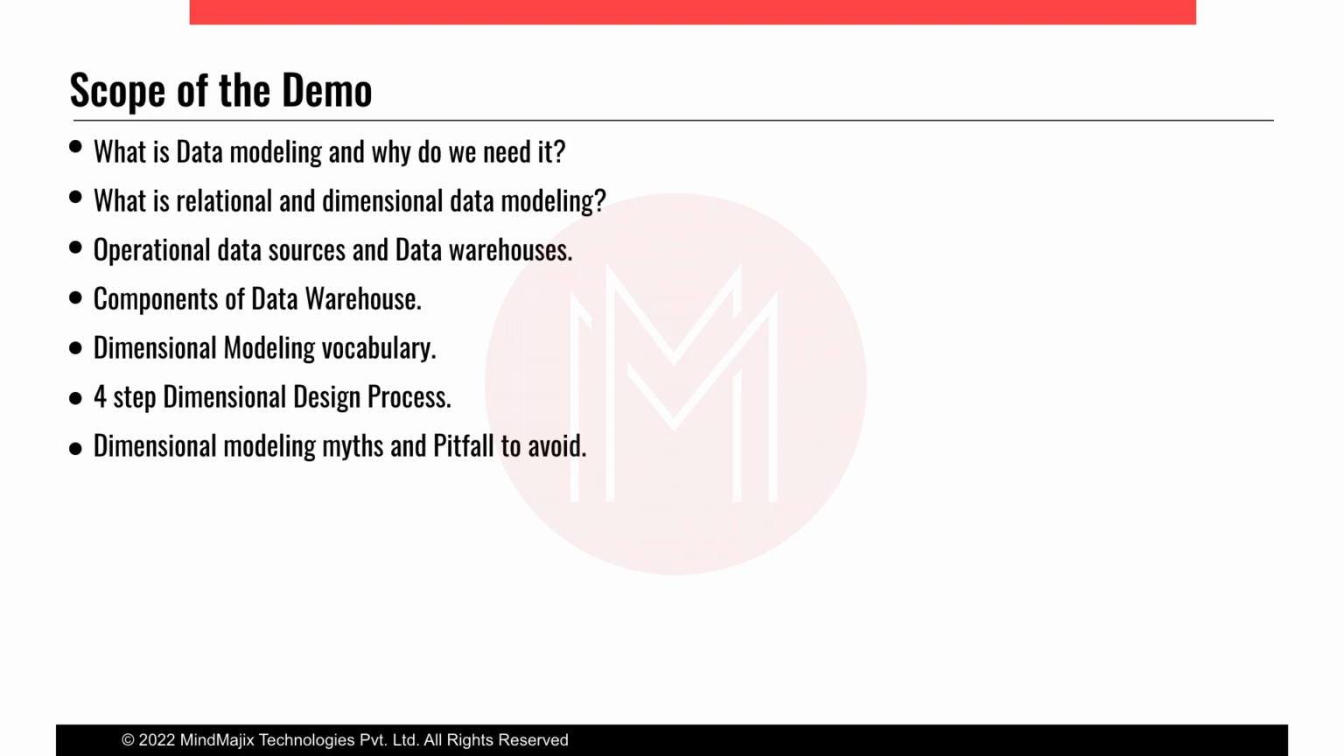Some of them are called dimensions and facts. Dimensions and facts are very important parts of data warehouse or dimensional data modeling. I'll touch briefly on them because they are very crucial.